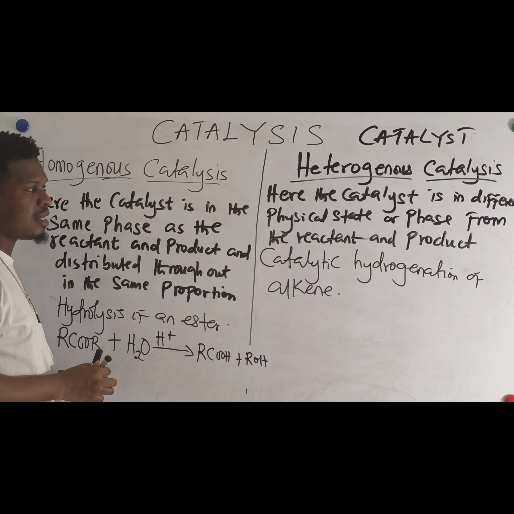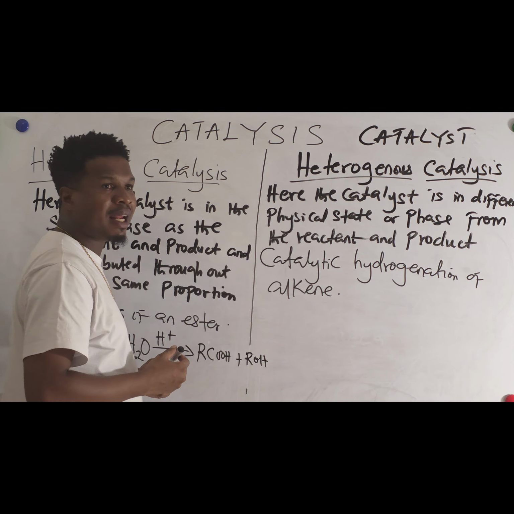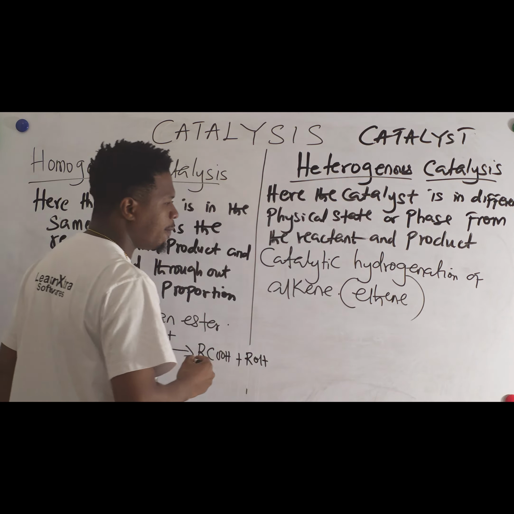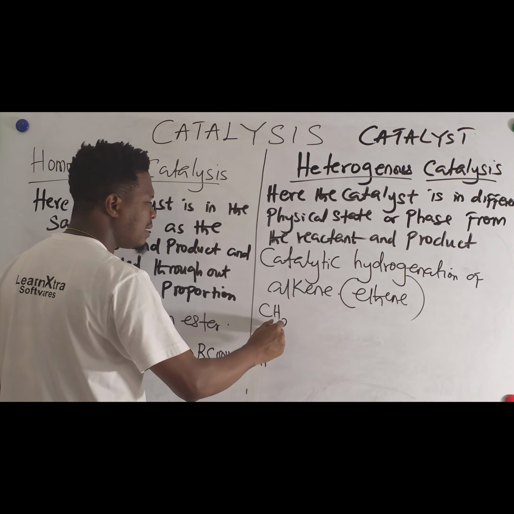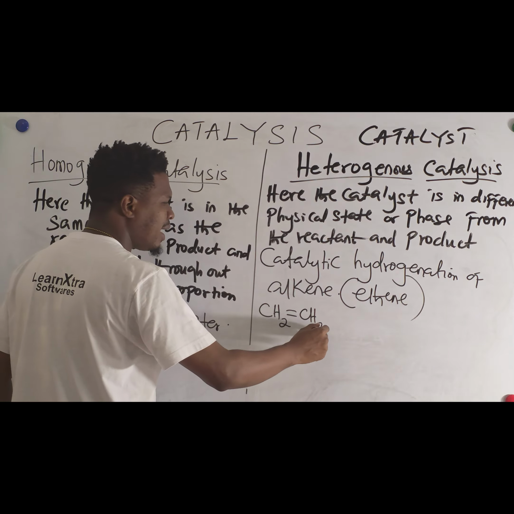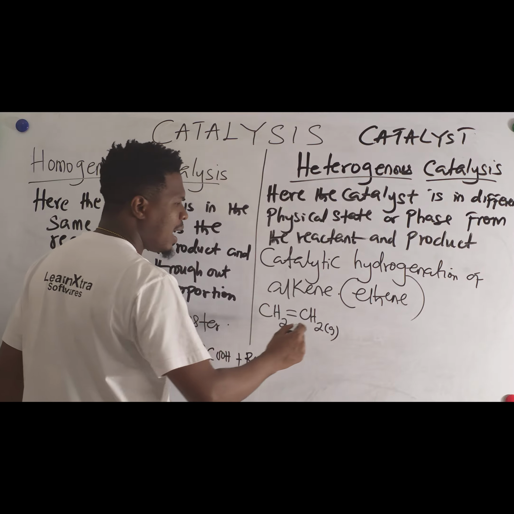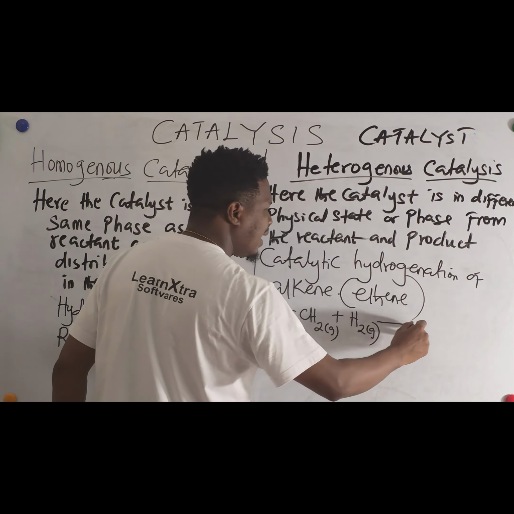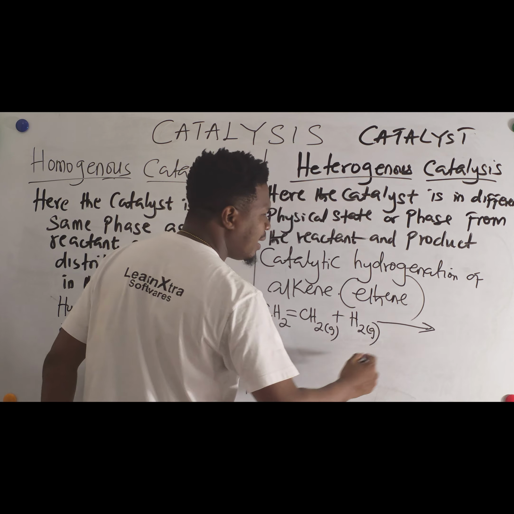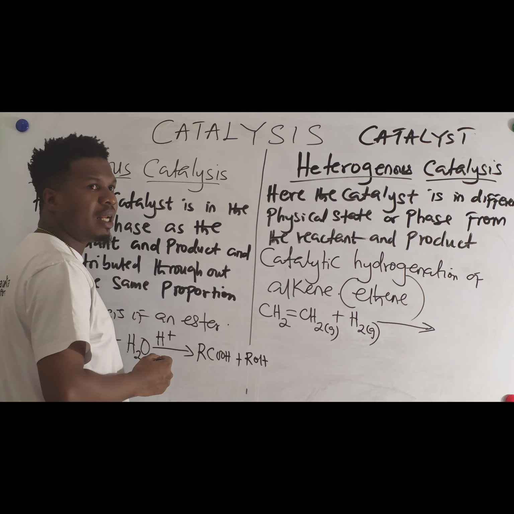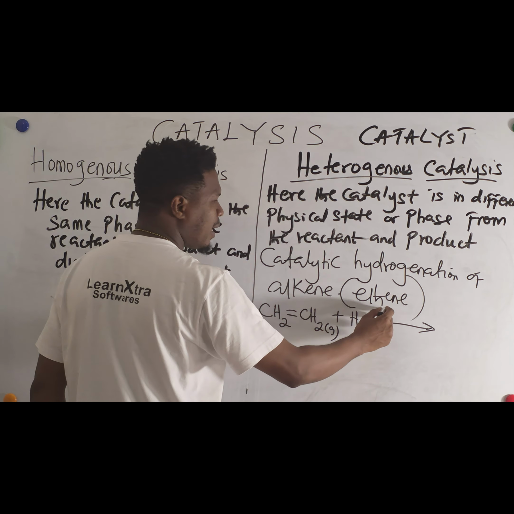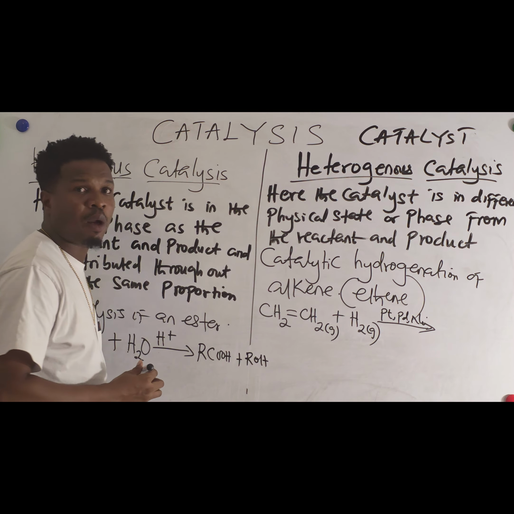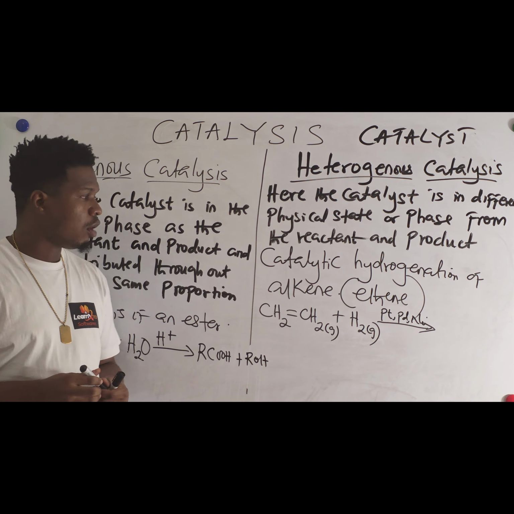Why is it a heterogeneous catalysis? Because the alkene, let's pick an example. Let us use ethene as the first one. When you undergo this catalysis, that is reacting ethene, and remember that ethene is in gaseous form, and hydrogen also is in gaseous form. Okay, but the catalyst for this reaction is usually a metal. You can either use platinum or palladium or nickel. Okay, these are the three catalysts that we use for hydrogenation.